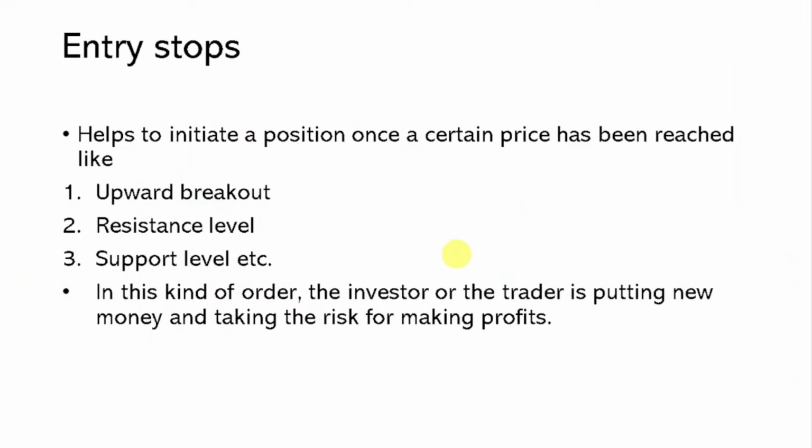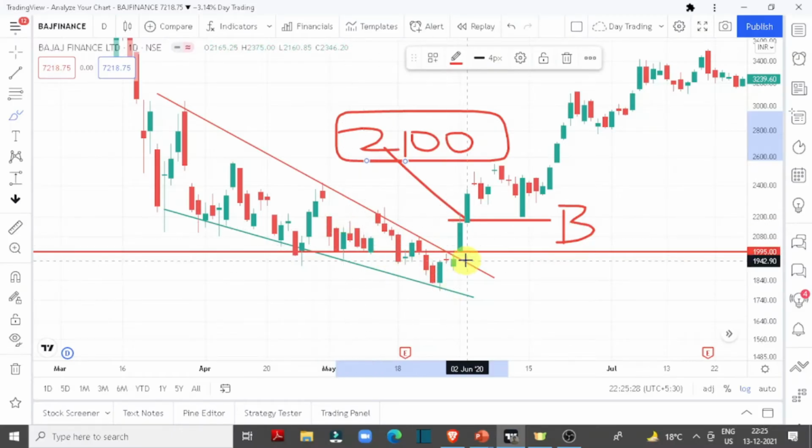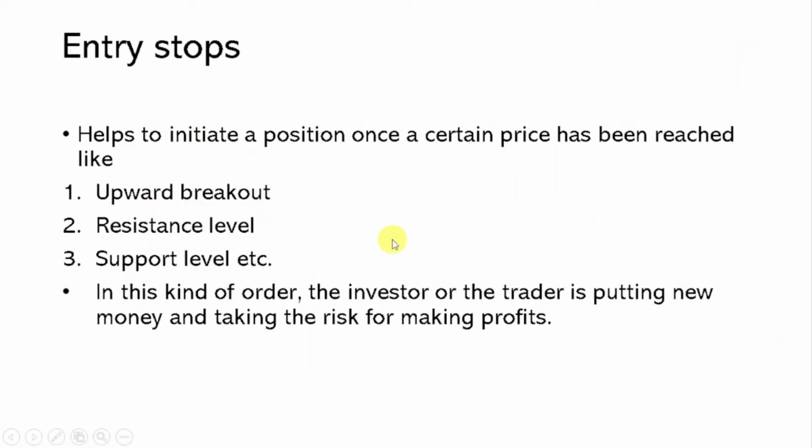In technical terms, it is called an entry stop. When do you take an entry stop? Whenever an upward breakout has occurred, or a resistance level or support level has been broken. In this case, you can see that a major trend line was broken. That's why we took the entry, right? So this is known as an entry stop. I hope this is clear to you. When you initiate a position, you put an entry stop in the system.